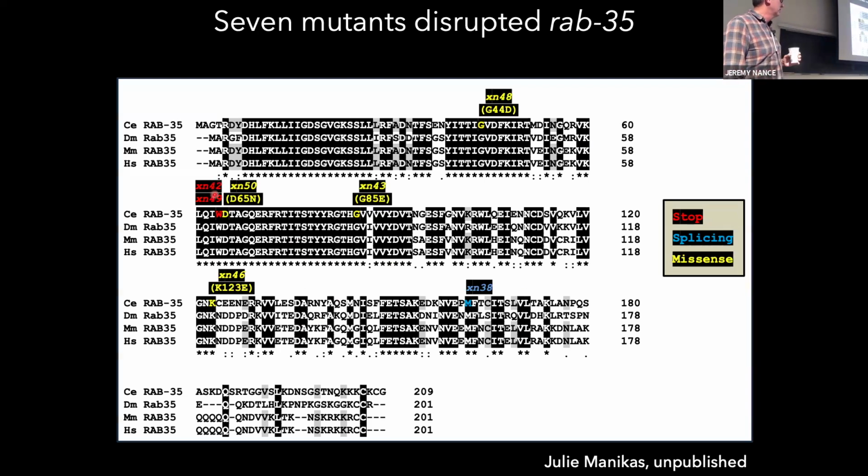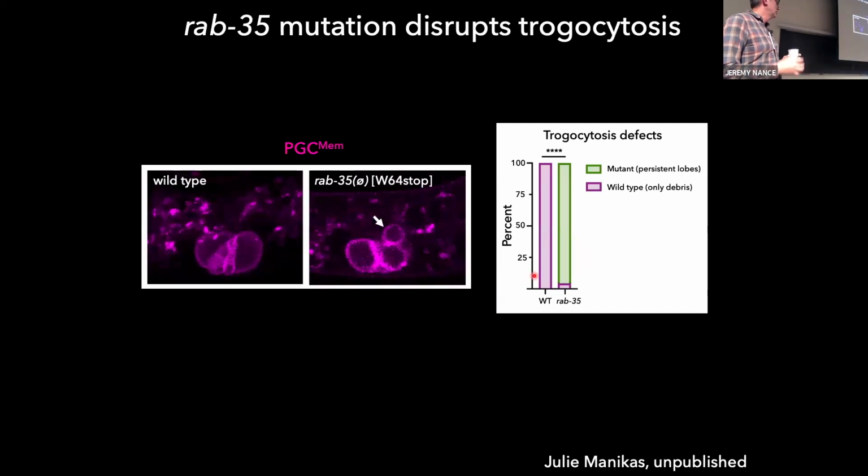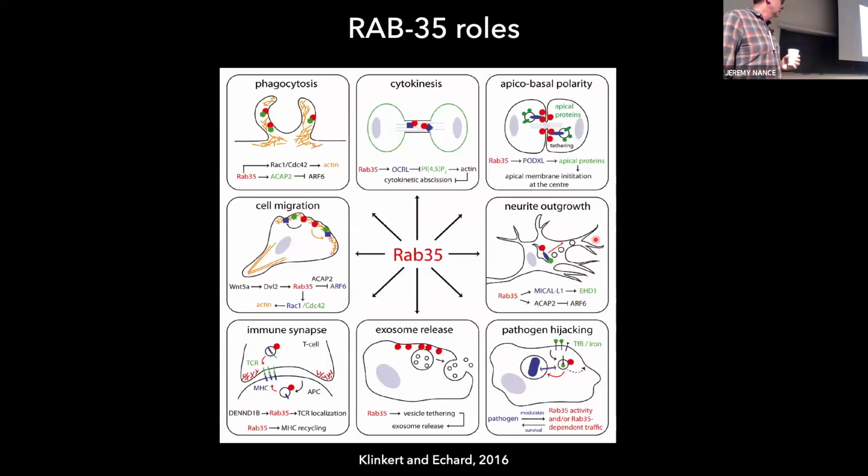We made the same premature stop independently in 2 different alleles, and the rest of the mutations are either missense in conserved residues or a splicing mutation. But just to confirm that we had the right thing, Julie used CRISPR to re-engineer one of these stop codons into wild type, and sure enough, she saw the same persistent lobe phenotype that she saw in her screen alleles. Okay, so RAB35 is important for some step in this process.